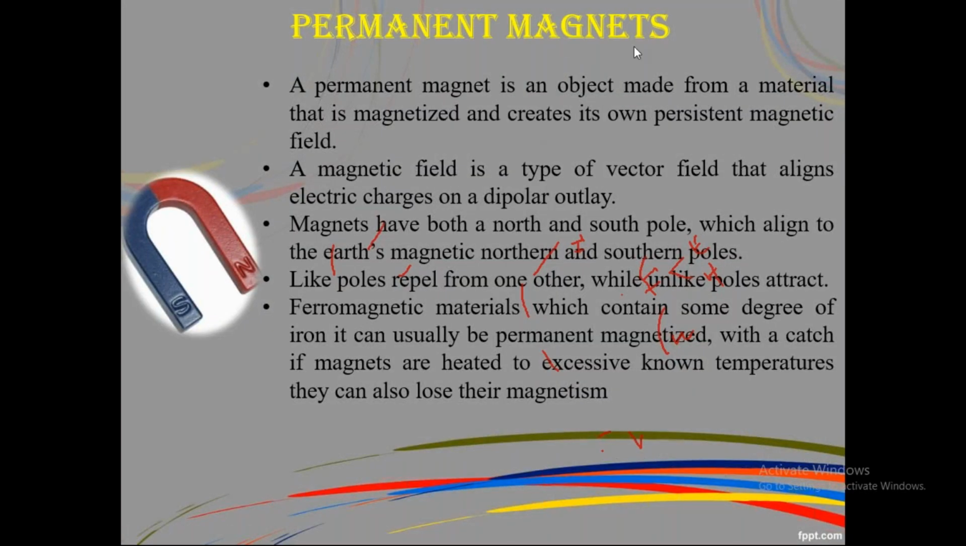Now we'll see magnets, that is permanent magnets. So a permanent magnet is nothing but it has two poles, one is north pole and the other is south pole. Okay, so a permanent magnet will create a field, a vector field. It means that it has both magnitude and direction. Okay, so permanent magnet అనేది దేని కేటగిరీ చెందుతుందంటే ferromagnetic material కింద చెందుతుంది. So ferromagnetic material which contains some degree of iron can usually be permanently magnetized with a magnet or heated. So permanent magnet వల్ల ఏమవుతుందంటే, when we are heating up this magnet, it will lose its magnetism. Okay, so that is the behavior of a permanent magnet.